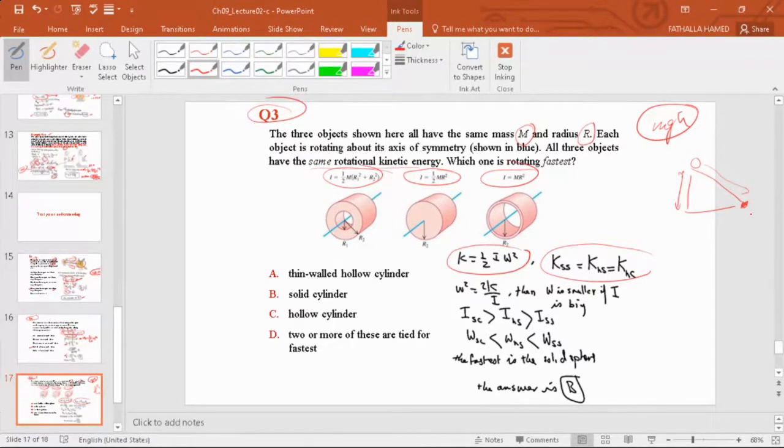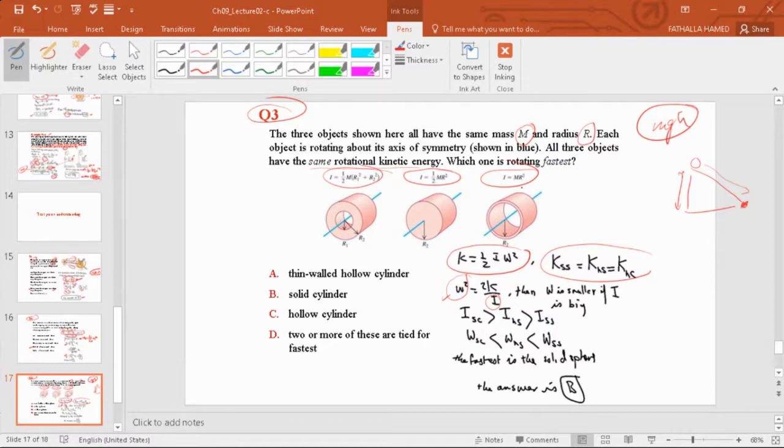Since all of these kinetic energies are going to be the same, it depends on the moment of inertia, because K equals 1/2 I omega squared. So omega squared here equals 2K divided by I. So the one with the smallest moment of inertia will be the one that has the bigger angular speed, and of course it will be faster.